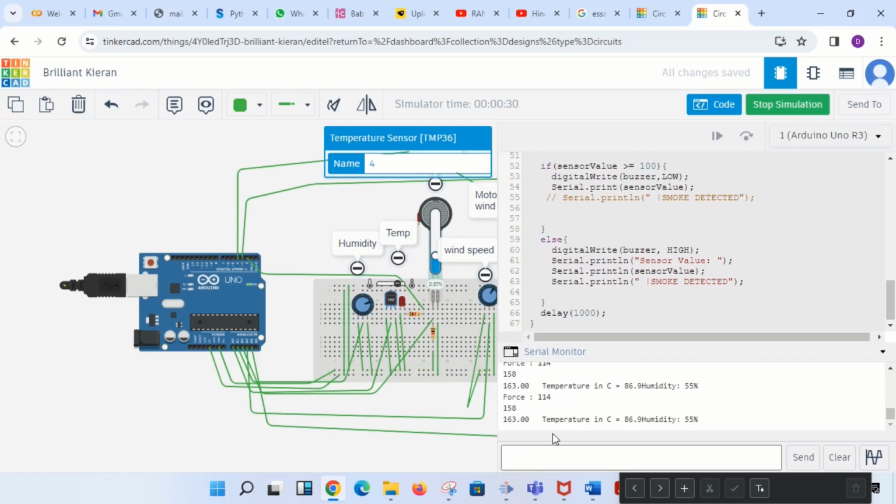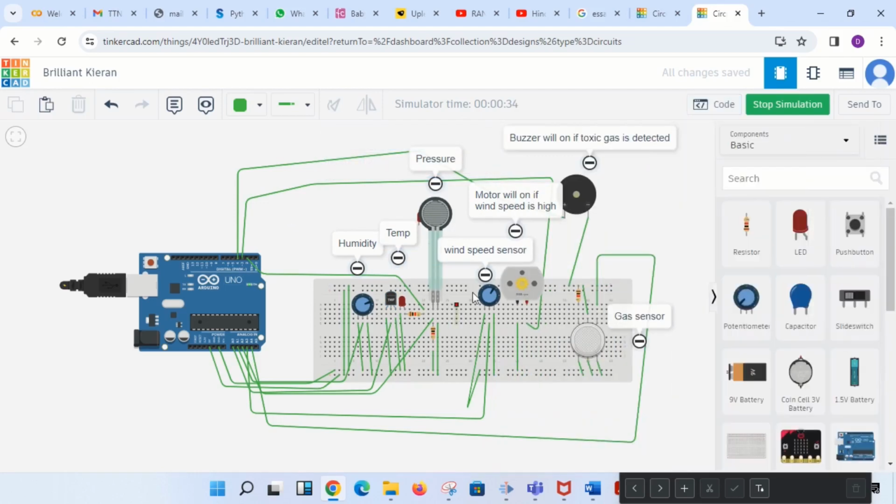These three values I am checking in the serial monitor window. If the wind speed is high, then the motor will be turned on, and if the gas sensor value is high, then the buzzer will be turned on. So I hope you like my video. This was about the weather monitoring system.